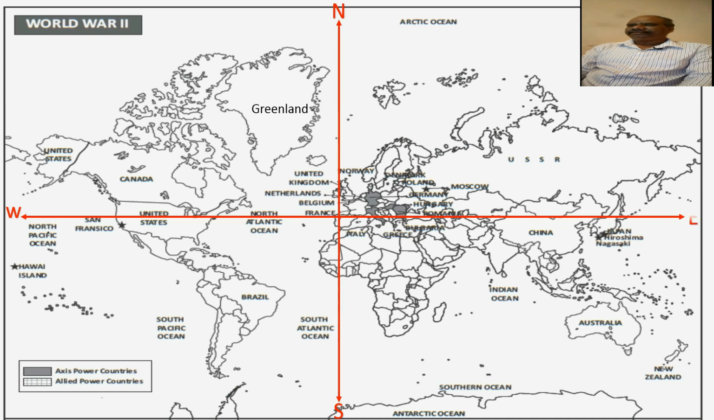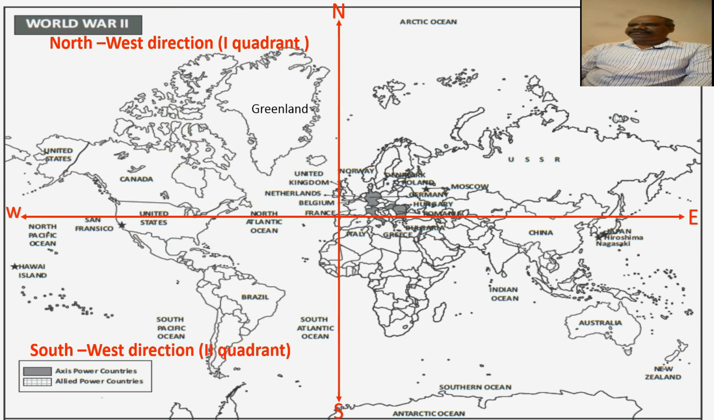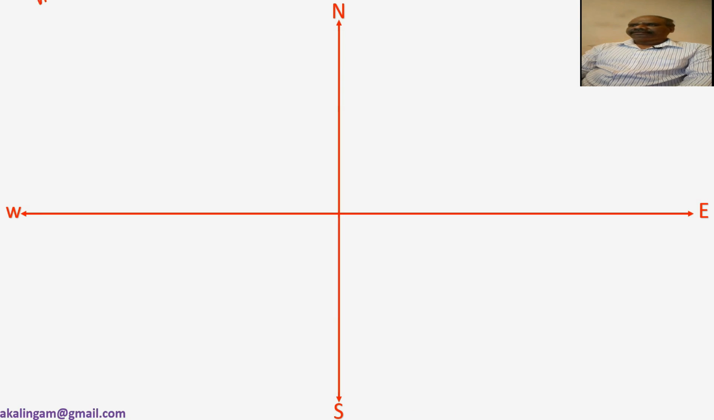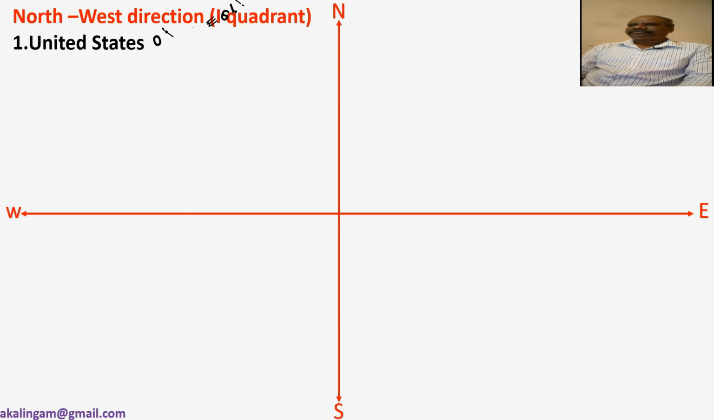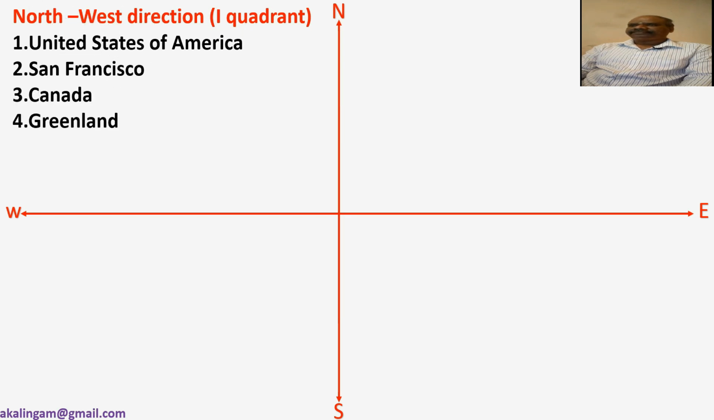N for north, S for south, W for west, E for east. And what are the countries that lie in the northwest direction, southwest direction, southeast direction, and northeast direction? You write them separately. What are the countries in the northwest direction?